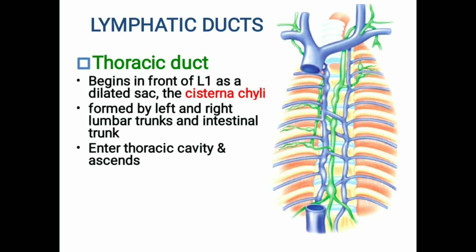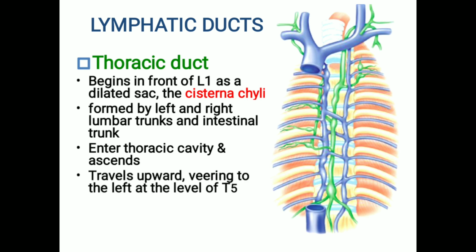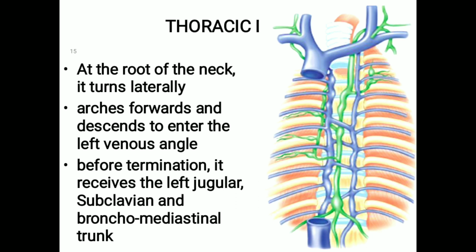It enters the thoracic cavity and ascends, traveling upward to the level of T5. You see this is the level of T5. At the root of the neck, it turns laterally, arches forward and descends to enter the left venous angle. There it drains into the left internal jugular vein and the left subclavian vein, at the angle between them. This duct you see here is called the thoracic duct.